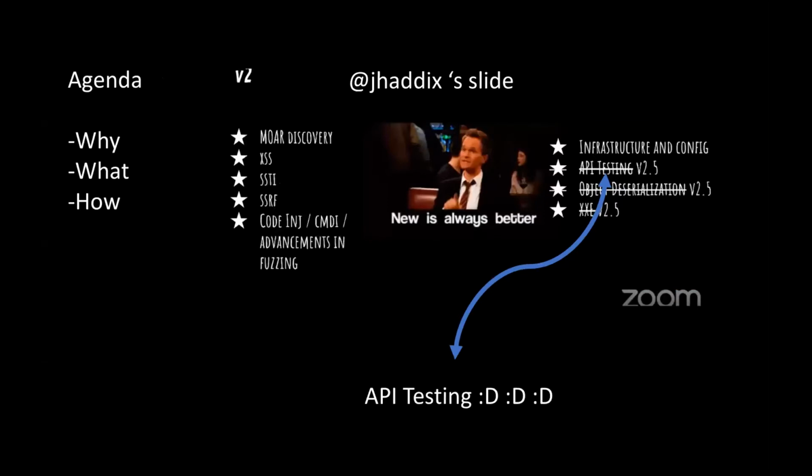So this is a slide I got from Jason Haddix's slides earlier today. If you saw his presentation, he did not have enough time to talk about API testing. And I thought, because my talk is about REST APIs and fuzzing, maybe it makes sense for me to talk about API testing. So thanks, Jason, for allowing me to steal your slide.